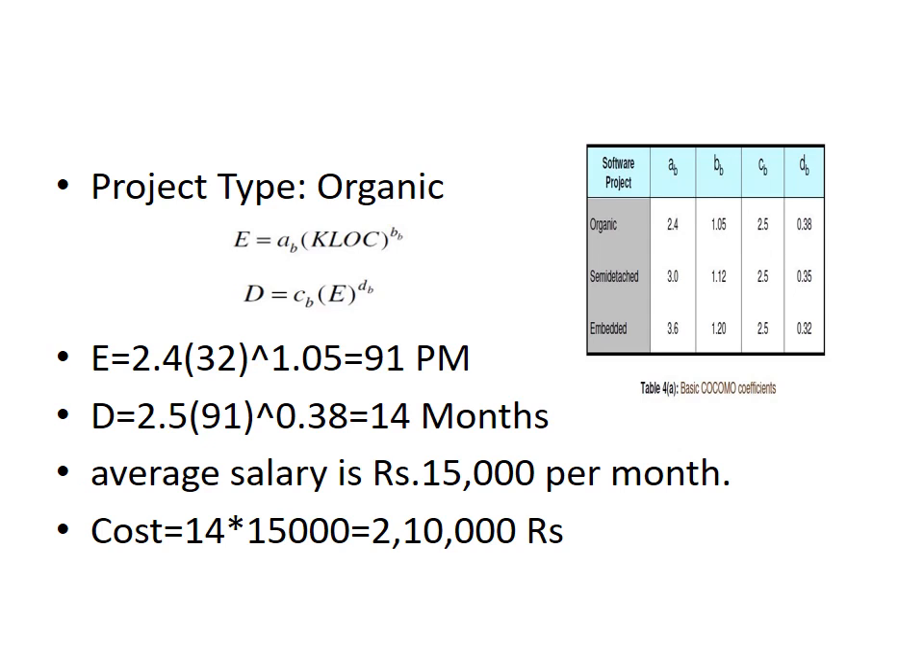And next we are estimating the cost of our project. It's already stated in the question that the average salary is 15,000 per month, and the development time is 14 months. So the total cost estimated will be 14 into 15,000, that is 2,10,000 rupees. That is the estimated cost. And in this way we are estimating the cost of our project using basic COCOMO.